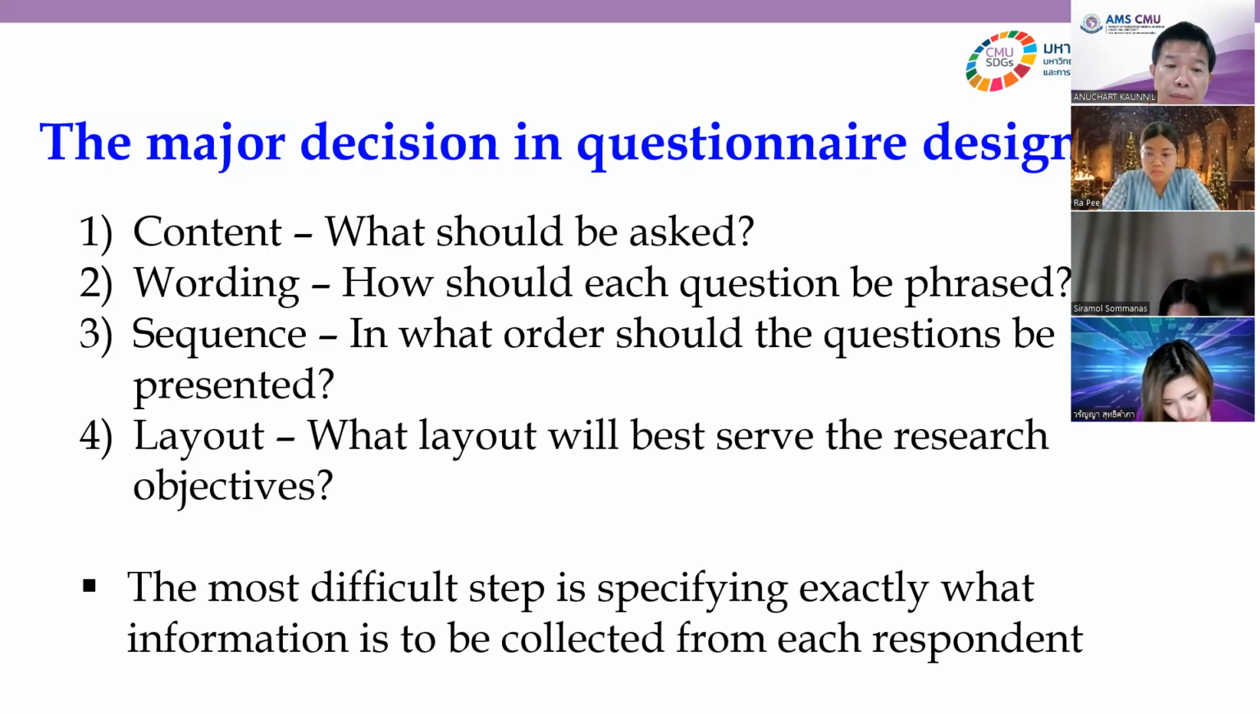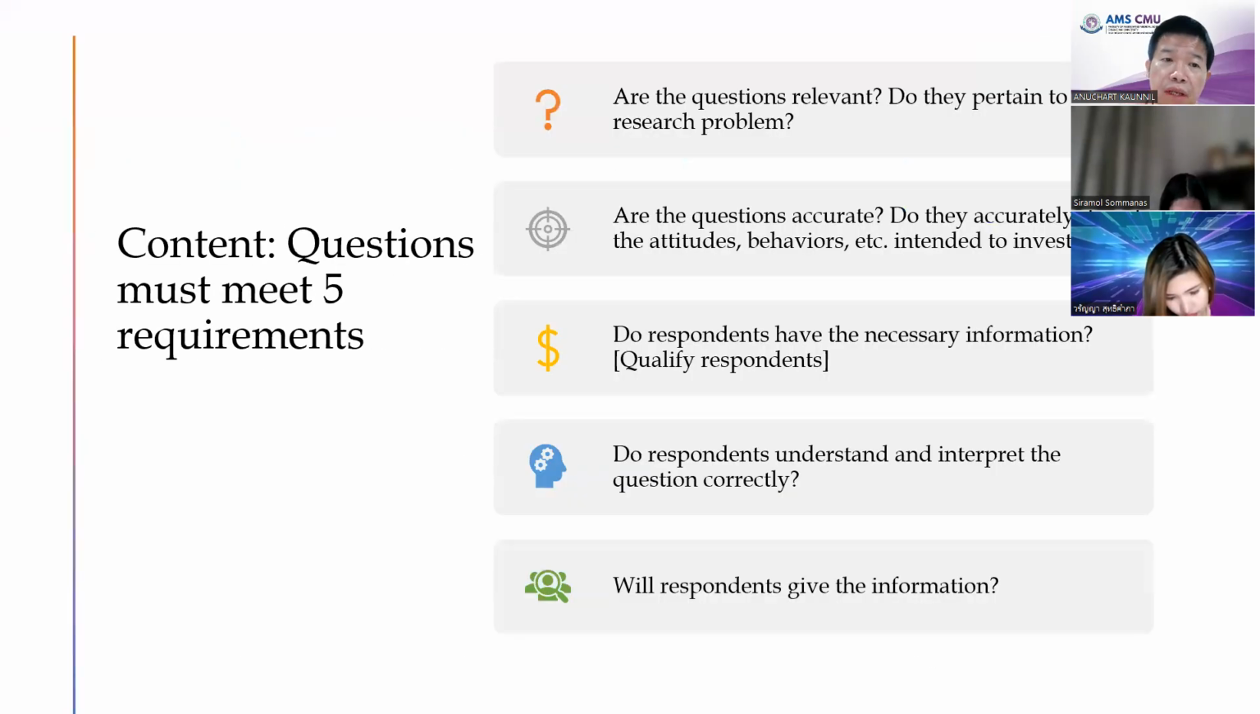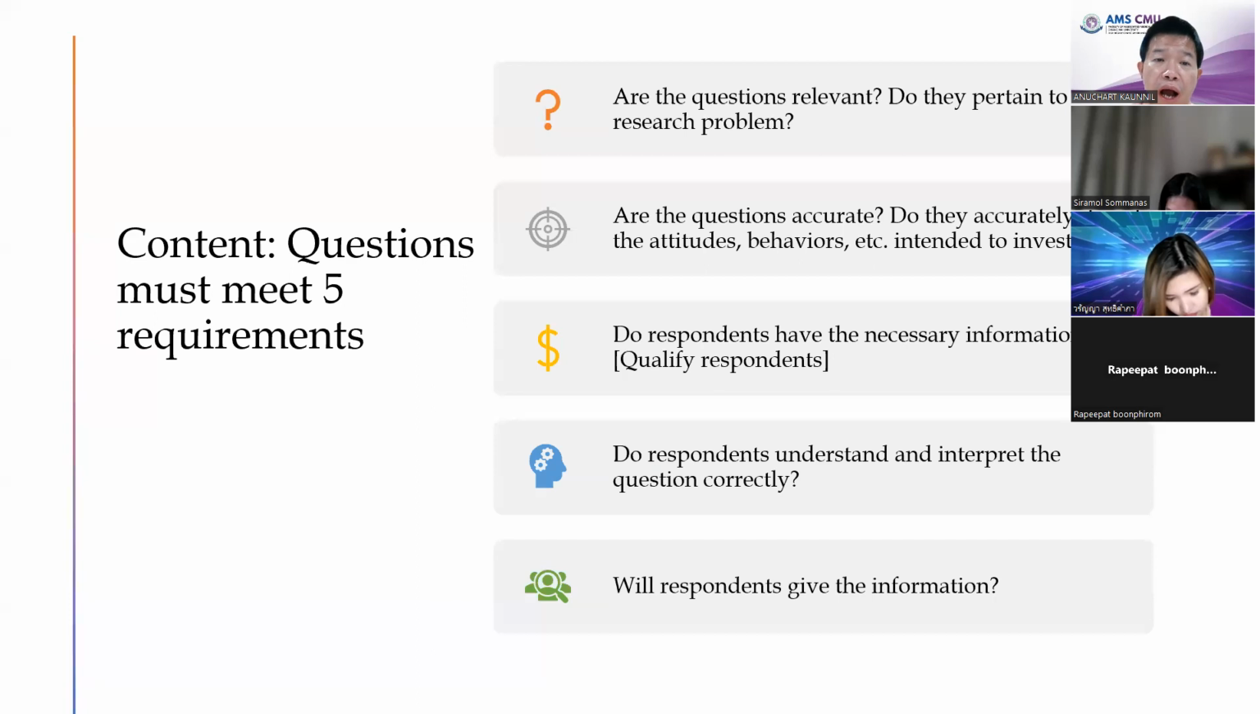This is why it serves the objective, which is very important. The most difficult step is to specify exactly what information is to be collected from each respondent. Content in question: five requirements. The first, you need to know whether the question is relevant. The question you create should be relevant, with a clear direction.